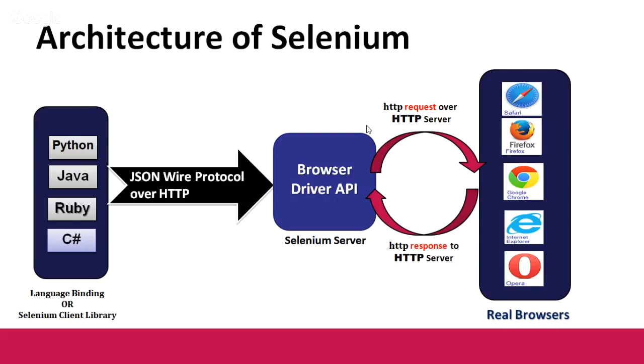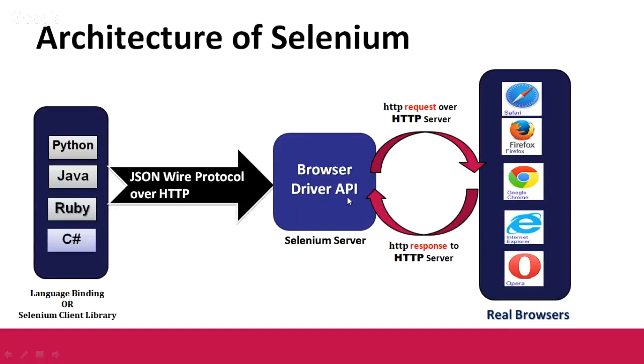So this is the architecture of Selenium. Here you can see it is the language binding. Selenium supports Python, Java, Ruby, C Sharp, and JavaScript. These are the language bindings which Selenium supports, and we have a Selenium server.